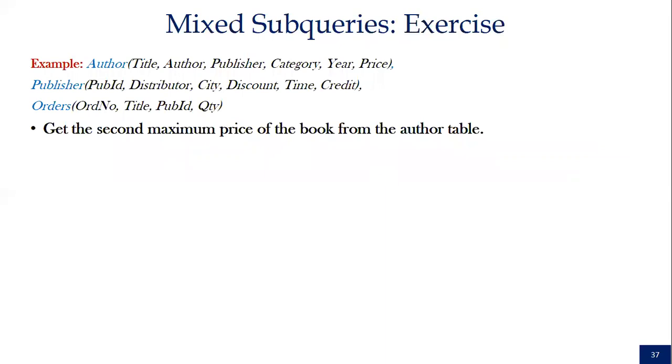Just get the second maximum price of the book from the author table. It is not guaranteed that this is just from, or it should be implemented with the correlated subquery. So just solve it. If I ask you to get the second maximum price of the book from the author table, each book will have a price, and we want the book whose price is the second maximum.